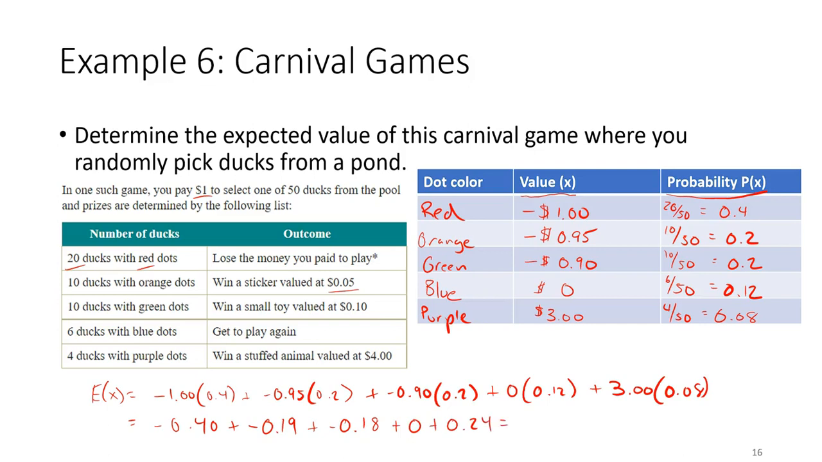And so the expected value of picking a random duck is -0.53, or a loss of 53 cents. So if you pay $1 to play the game, you can expect to lose 53 cents every time you play.